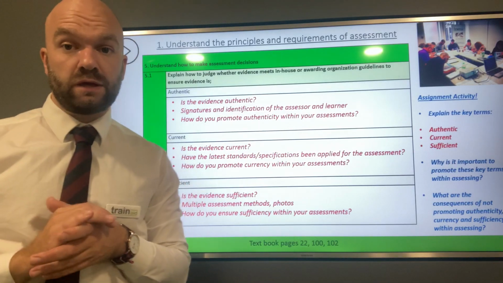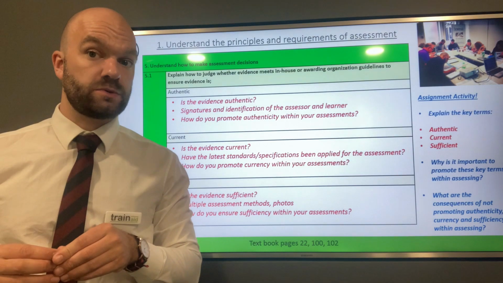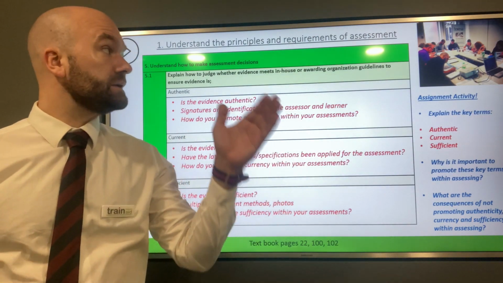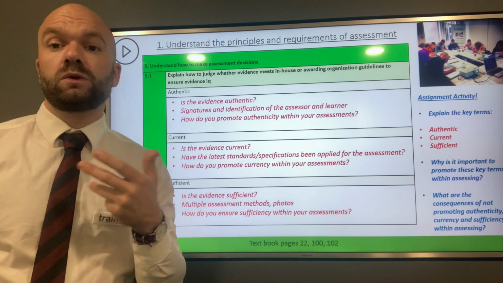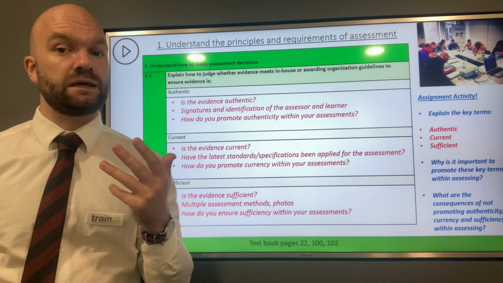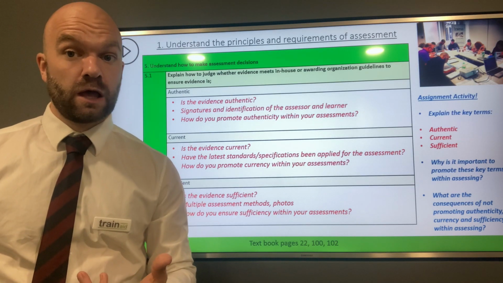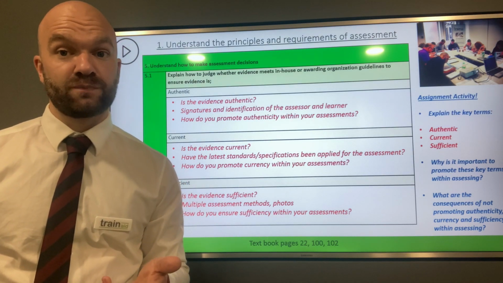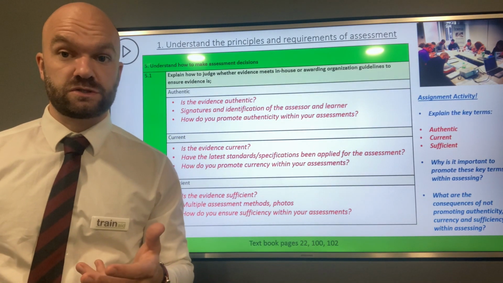Throughout Unit 1, we have looked at the importance of planning within the assessment process. We are now looking at understanding how to make assessment decisions. Within the world of assessing, there are three key terms that we need to be aware of when making a judgment call about the learner's performance. We have authentic, current, and also sufficient as well.